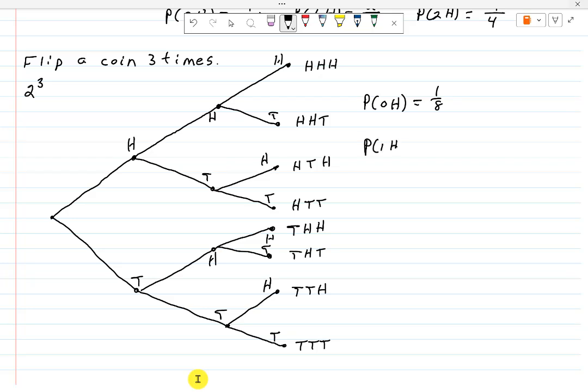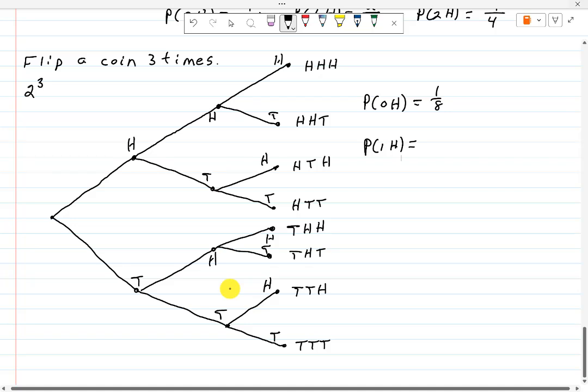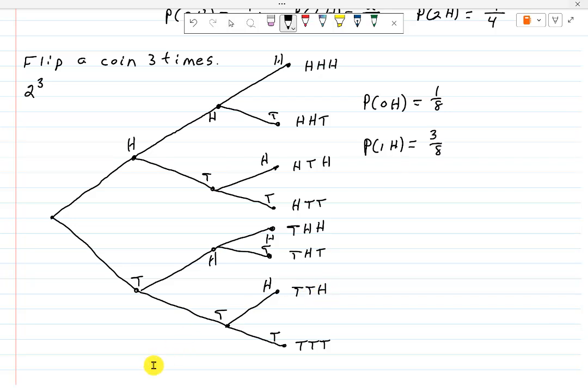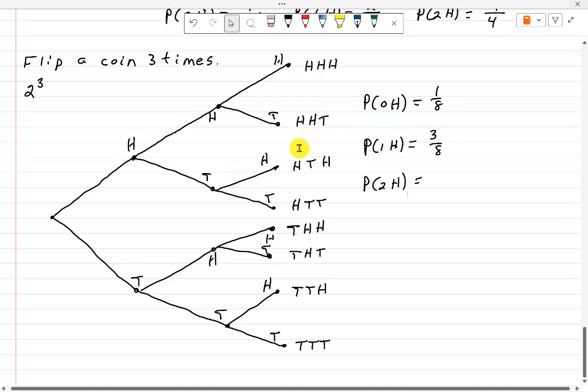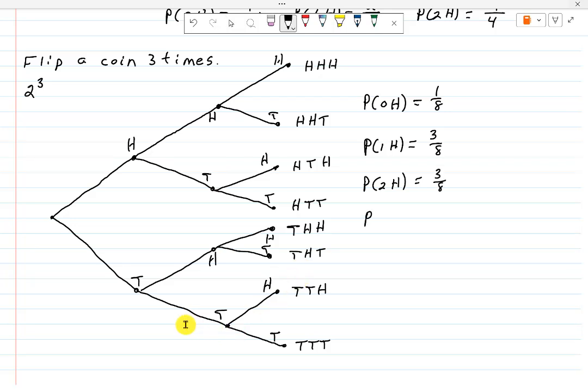How about the probability of having exactly 1 head? So if I scan through these, I got 3 heads, 2, 2. There's 1 head, so I have 1. There's 2, and there's 3 of them. So I have 3 out of 8. The probability of 2 heads, how many of these have 2 heads? I have 1, 2, 3. So 3 out of 8 also. And finally, the probability of having 3 heads, there's only one situation where that occurs, and that's 1 out of 8.